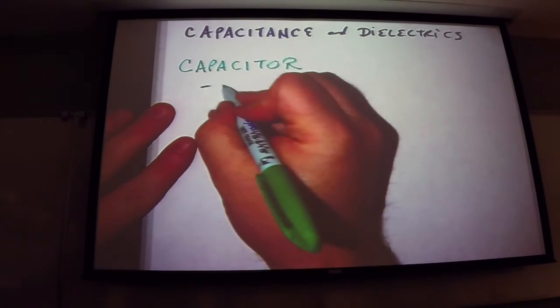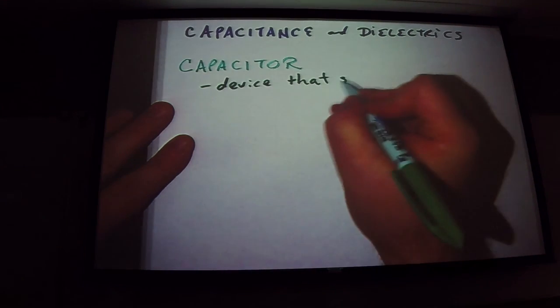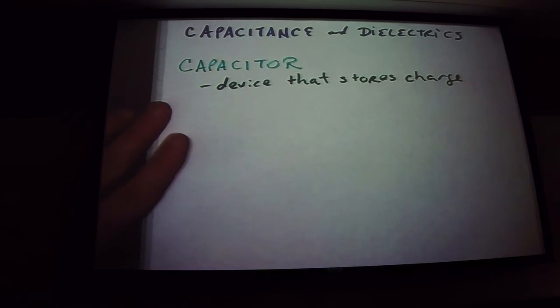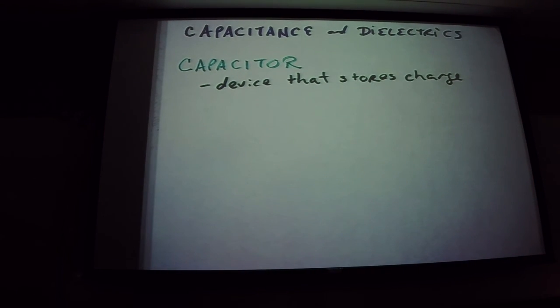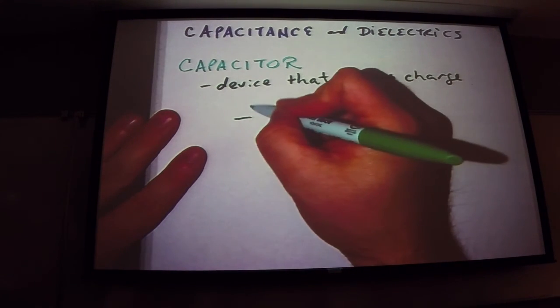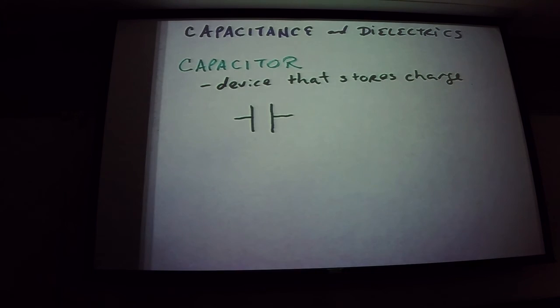A capacitor is a device that stores charge. And we talk about the simplest form of a capacitor being just two metal objects. And if I connect those two objects to a potential difference, okay?